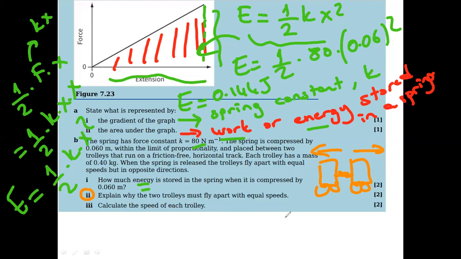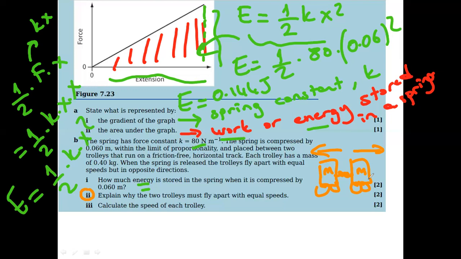And the answer for that one is that the law of conservation of momentum must be obeyed. So the momentum of each trolley must be equal but opposite. And as the masses are equal, that means the speeds must be equal, because both of them have the same mass, m. To conserve the momentum, they must have equal and opposite speeds.